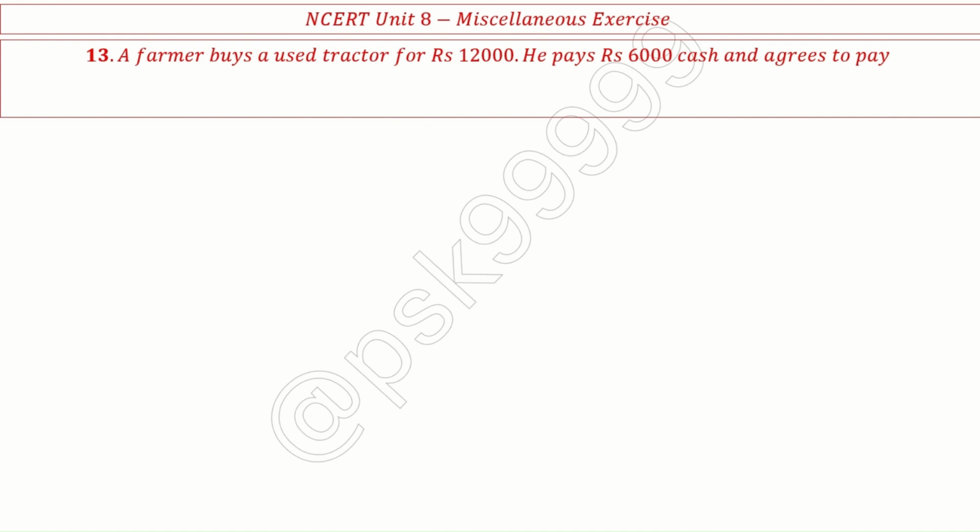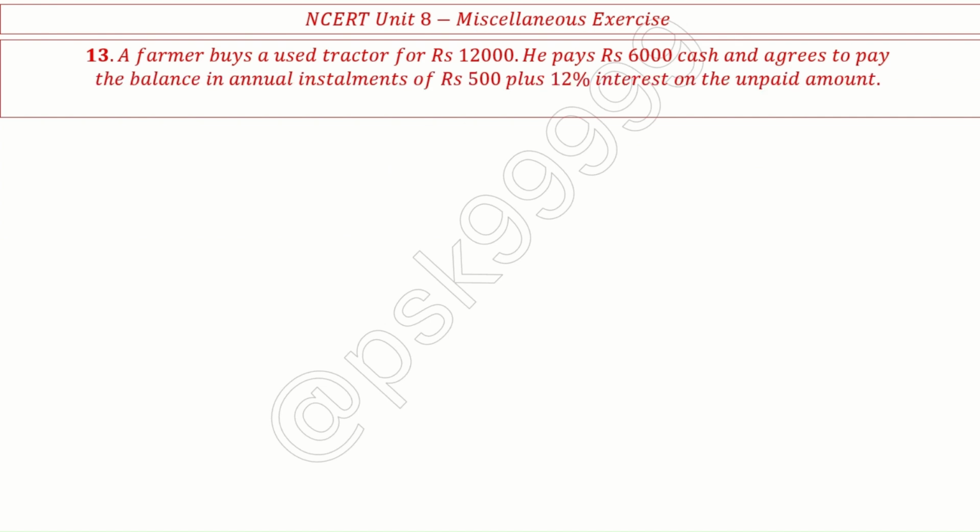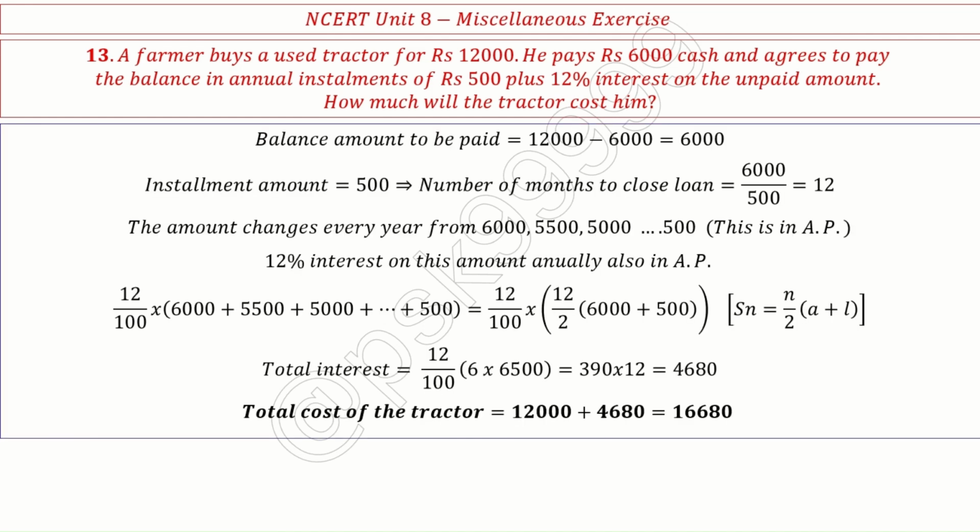A farmer buys a used tractor for 12,000. He pays rupees 6,000 cash and agrees to pay the balance in annual installments of rupees 500 plus 12% interest on the unpaid amount. How much is the total cost of the tractor? Okay, so this is simple. First, how much is the balance amount? 12,000 minus 6,000, 6,000. On 6,000 he is paying interest. Correct? Installment amount is 500. And how many installments will he pay? 6,000 is the loan, 6,000 by 500, 12 installments he will finish the loan.